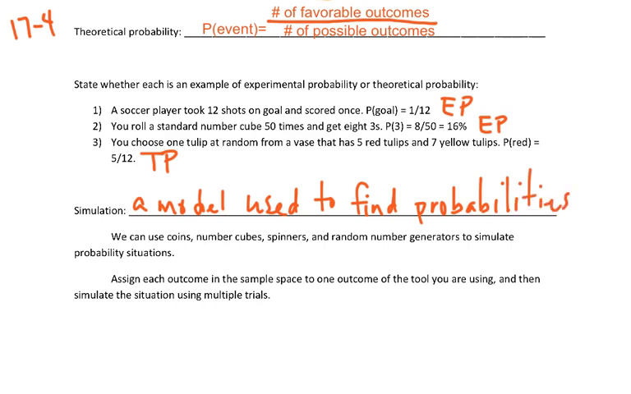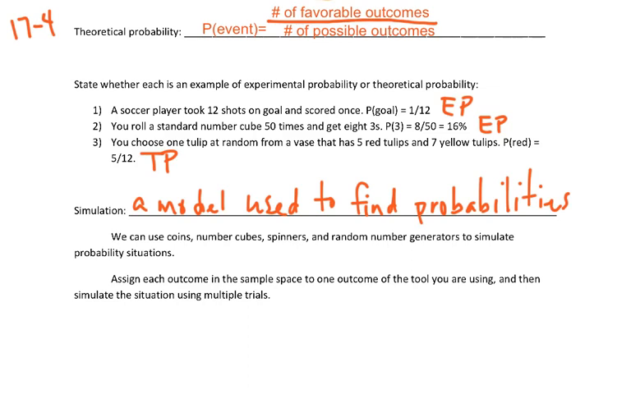And we can use coins or dice or spinners, and you have seen me use the calculator to generate numbers. We can use one of those to simulate probability situations, and I will teach you how to do that. We will assign each outcome in the sample space to one outcome of the tool you're using, and then simulate the situation using multiple trials. So we will do lots of practice with that.